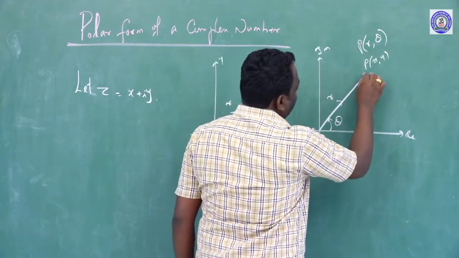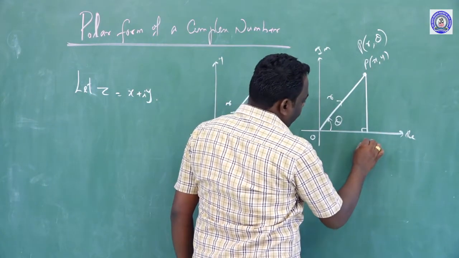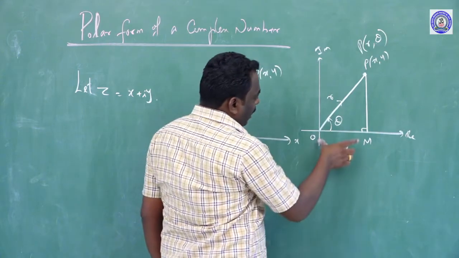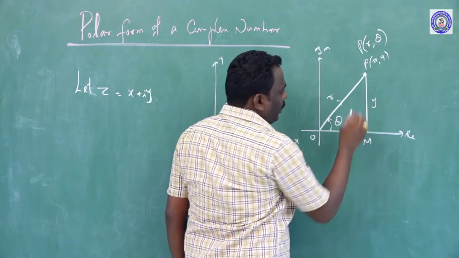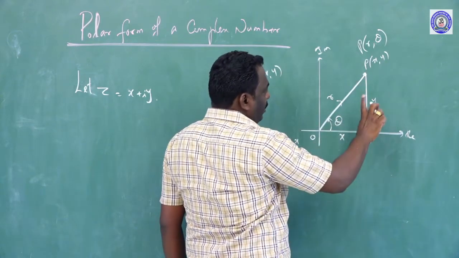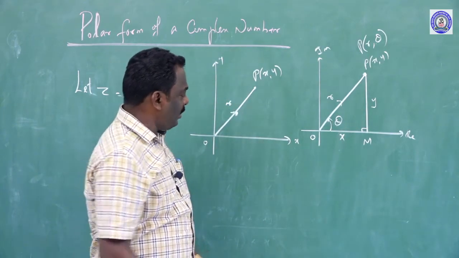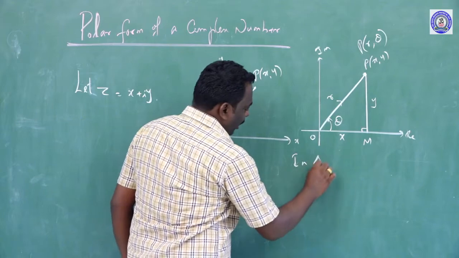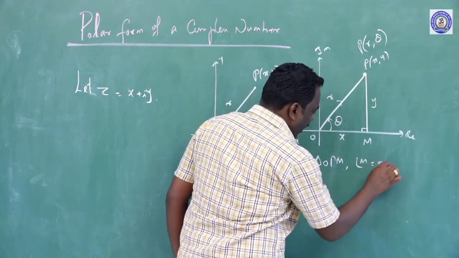From the point P, draw a perpendicular line to the x-axis, and call the meeting point M. The distance OM is defined by x, and PM is defined by y. So, in the right angle triangle OPM, we know that angle M is equal to 90 degrees.